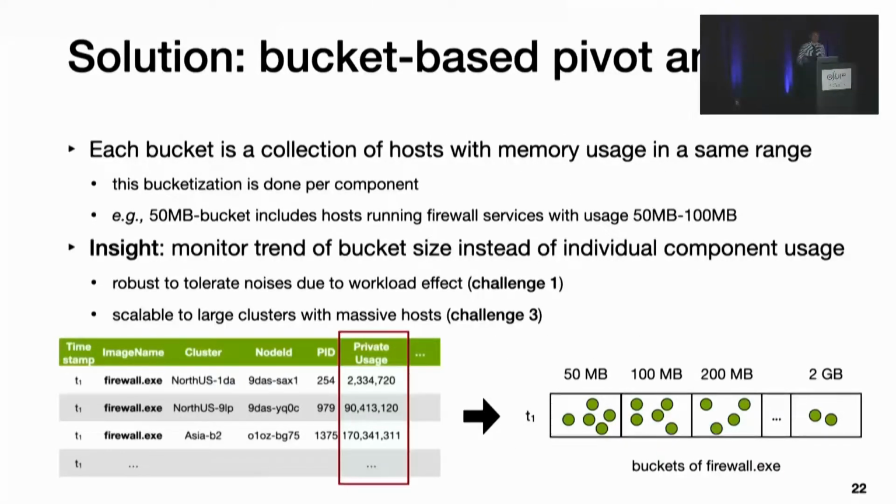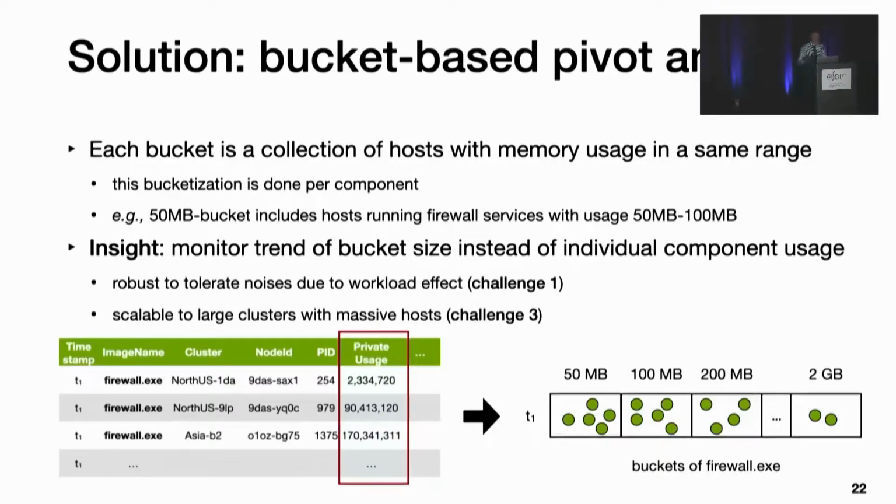In response to these challenges, we propose a design called bucket-based PV analysis. Each bucket is a collection of hosts, of which a component's memory usage falls into the same range. For example, the first bucket includes hosts running the firewall service with usage from 50 megabytes to 100 megabytes. The main idea is, instead of analyzing usage of a single process, we focus on the trends of memory usage across all host machines, which makes it tolerate noise due to workload effect. It is also scalable to a large fleet like Azure. Here we just use the firewall service as an example, and detecting other components is similar.